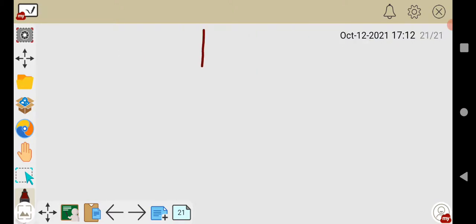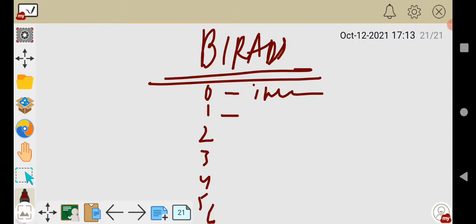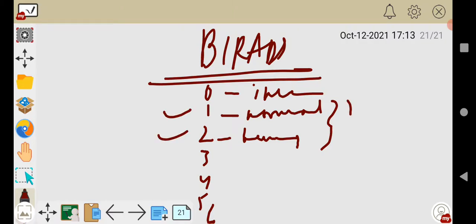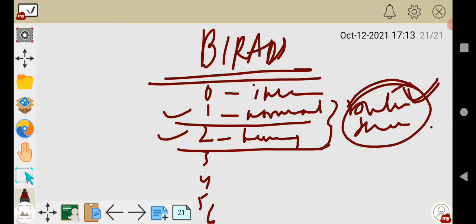Okay, now we will see the BI-RADS score. It is also important. Just remember, the scoring goes from 0 to 6. 0 is incomplete, 1 is normal, and 2 is benign. What is asked is that with these two, 1 and 2, we will do routine screening. 1 is normal, 2 is benign, and with these two, routine screening is performed.